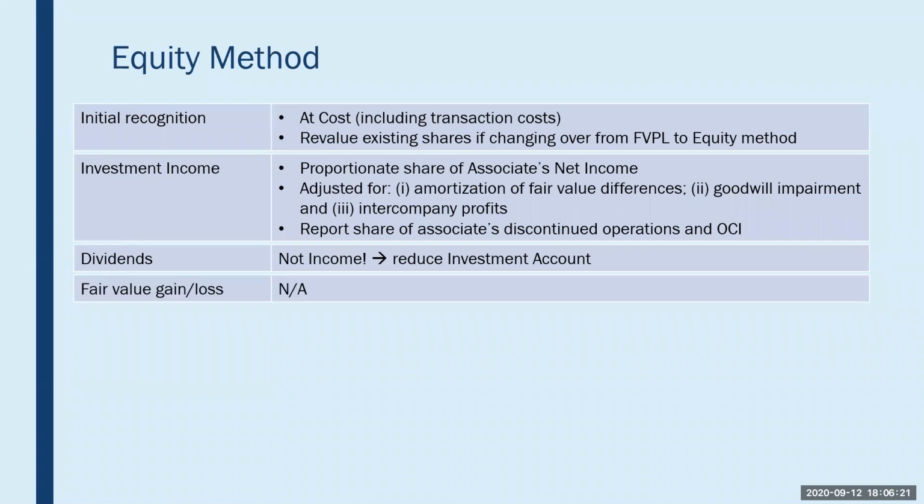Fair value gains and losses do not apply because an investment in associates is not remeasured for fair value. If the fair value number is available, then it is disclosed as a note disclosure, but no actual adjustment is made to the investment account. If, however, the investment were to be sold for whatever reason, then any realized gain or loss must be reported in net income.